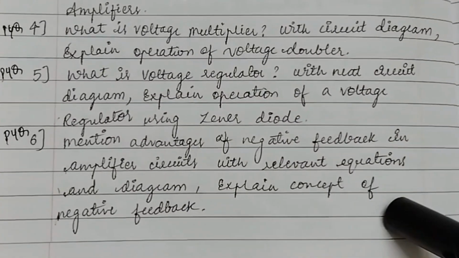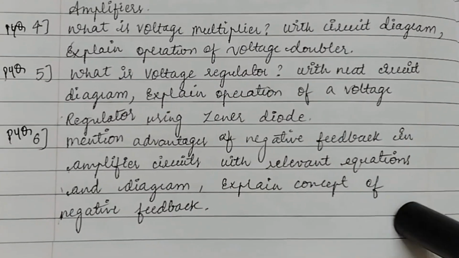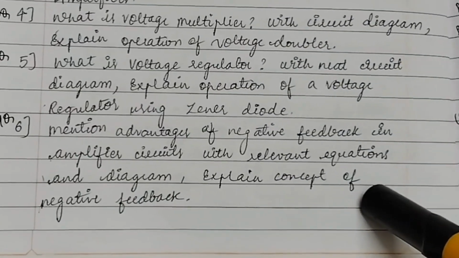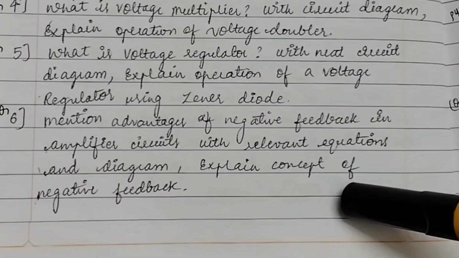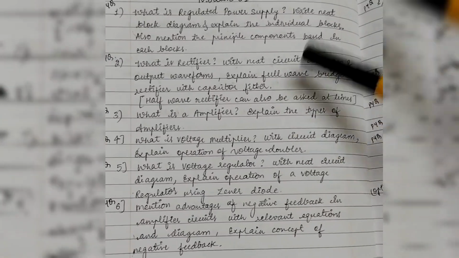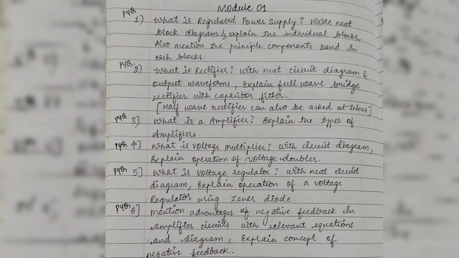Mention the advantages of negative feedback in amplifier circuits. With relevant equations and diagram, explain the concept of negative feedback. This is also repeated many times. So all of these questions are very much important, so you need to cover all of these compulsorily.